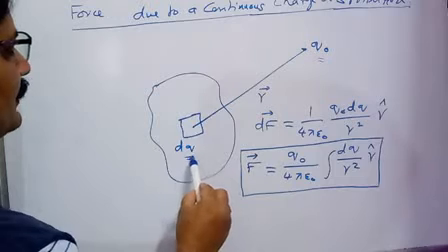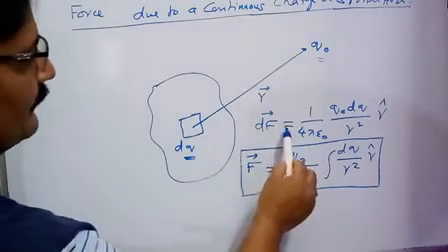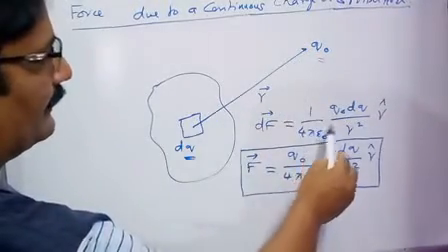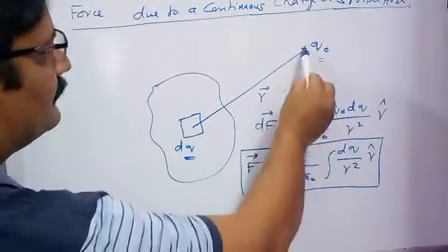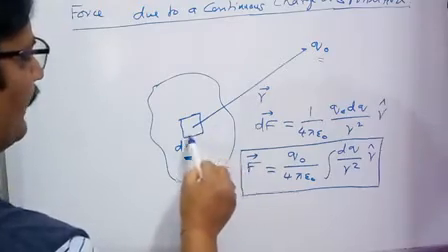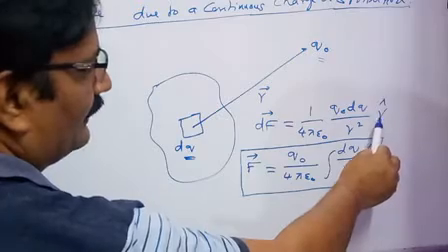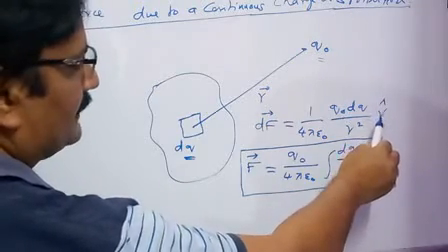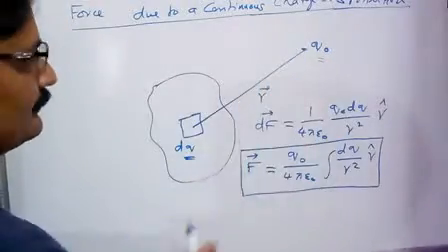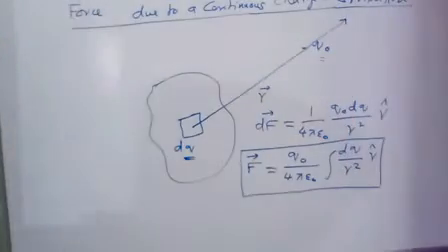The force due to a small value of the charge dq, suppose given by vector dF, is equal to 1 by 4 pi epsilon naught, if the medium between two charges is air, this is the constant. Charge q naught is a point charge, charge dq is a small part of the distributed charge, divided by r square, r cap. R cap is the direction of the force acting on the point charge. Certainly both the charges are positive, so the direction of this force is going to be in this direction due to repulsion.